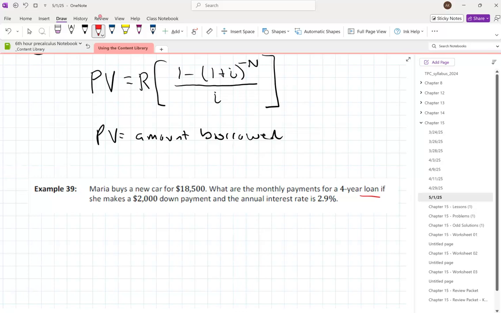Woo, this is old. The interest rate right now is kind of tipping around 7. It hasn't been 2.9 for a while. So it makes everything so much more expensive.